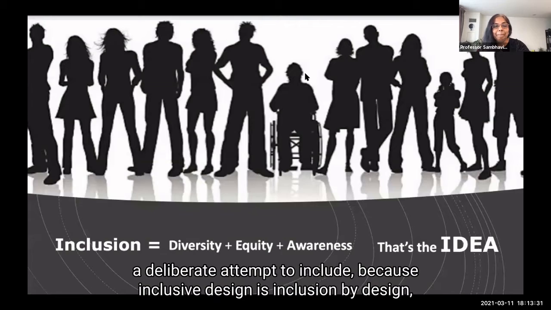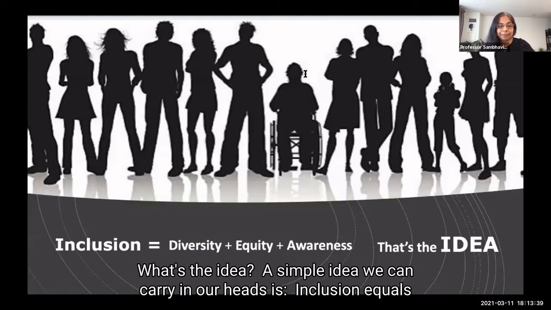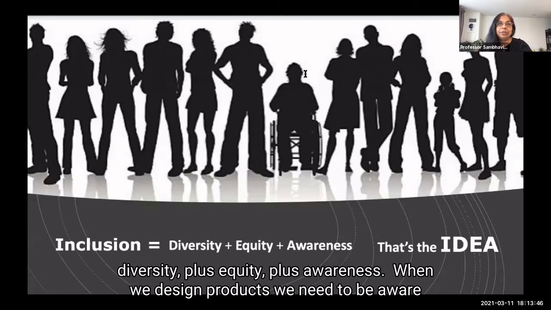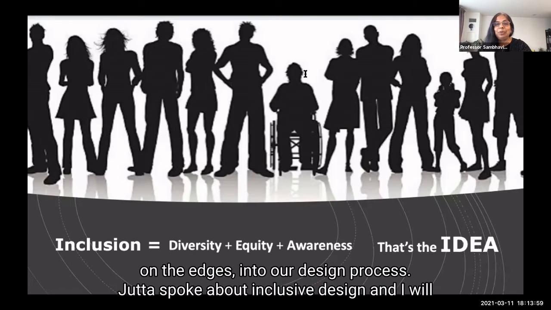So what's the idea? A simple idea we can carry in our heads is inclusion equals diversity plus equity plus awareness. When we design products, we need to be aware of the different needs of our diverse users and include the users with extreme needs on the edges into our design process. You just spoke about inclusive design, and I will talk about how to recognize exclusion so we're able to practice inclusive design better.